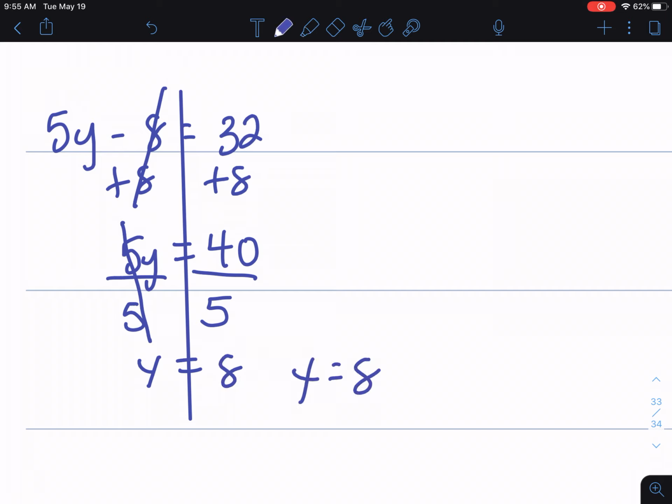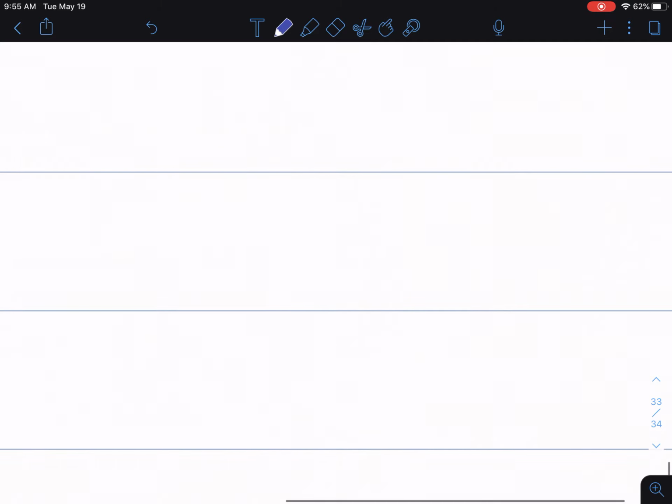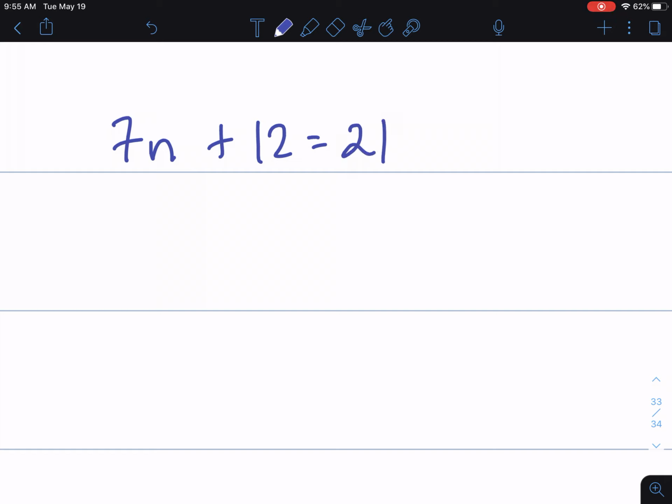Y equals 8. There you go. Next one. 7n plus 12 equals 21.